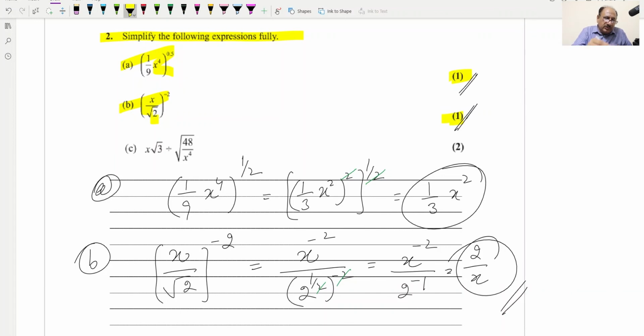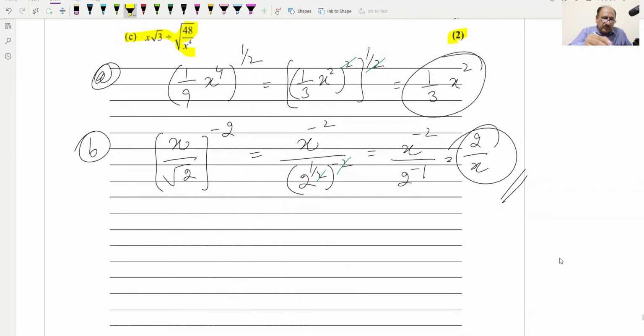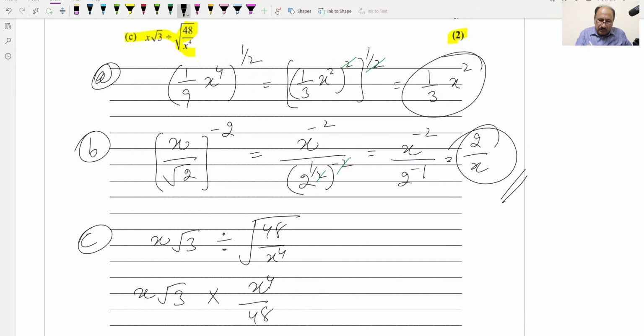Now we can do the c part. C part is this one, which is 2 marks question, and c part is over here, x under root 3 divided by under root of 48 over x raised to the power 4. So we can change into multiplication, or we can rewrite it as this one multiply by this will be x raised to the power 4 over 48 under root.